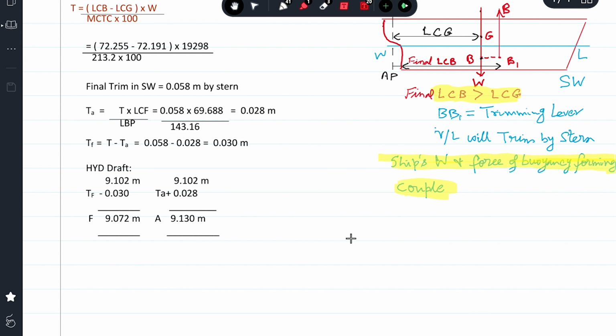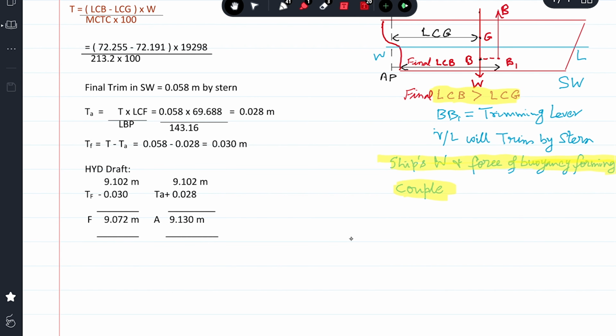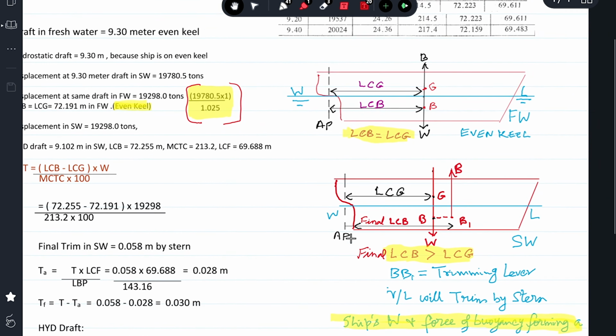Because ship is trimmed by stern, obviously. Why? Because LCB is greater than LCG. So forward TF will be minus, TA will be plus: 9.072 and 9.130. Let's draw the diagram and give the reason why it happened.